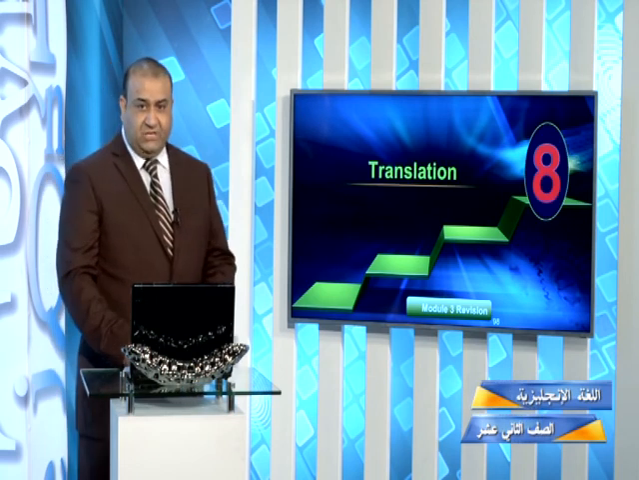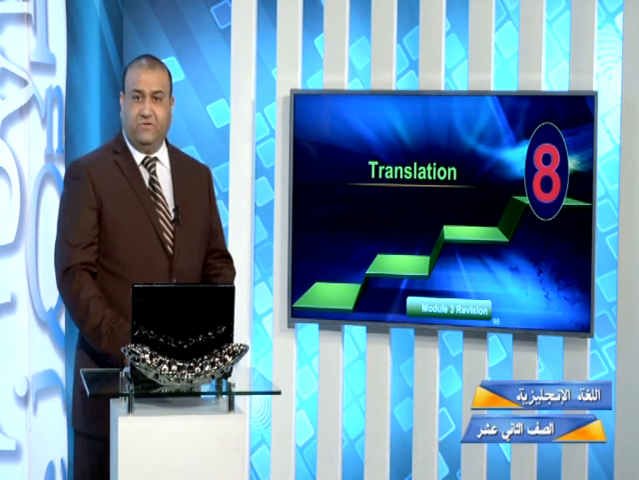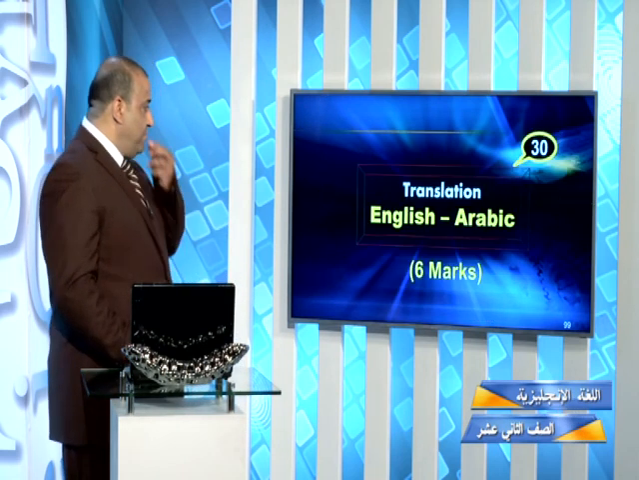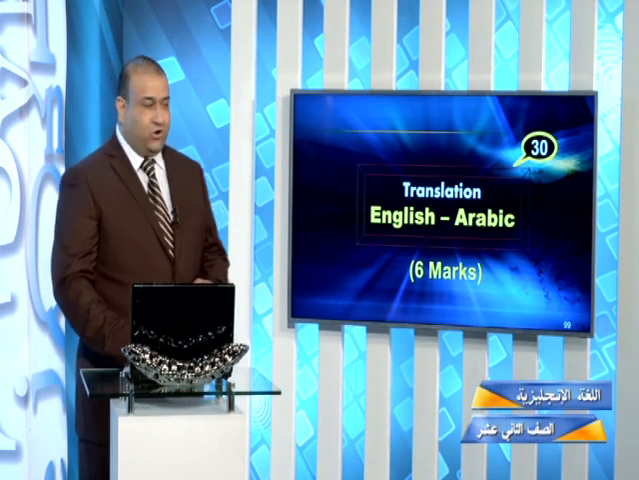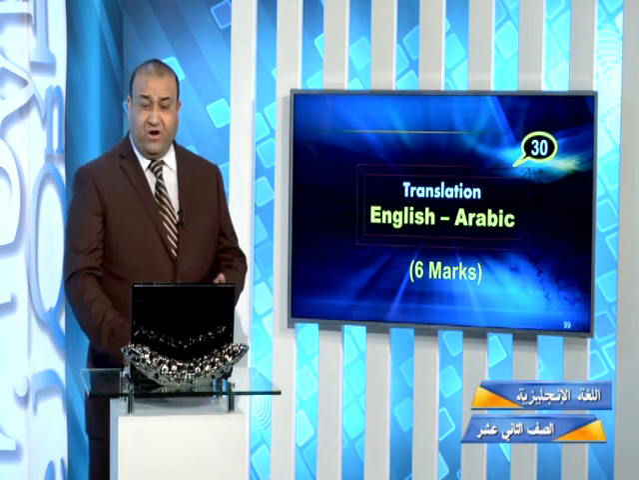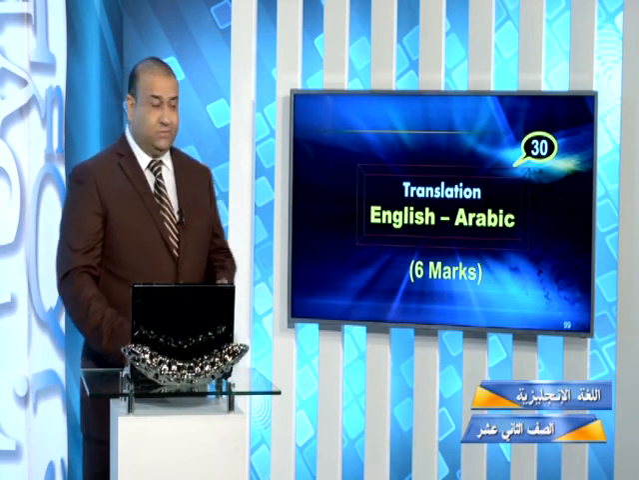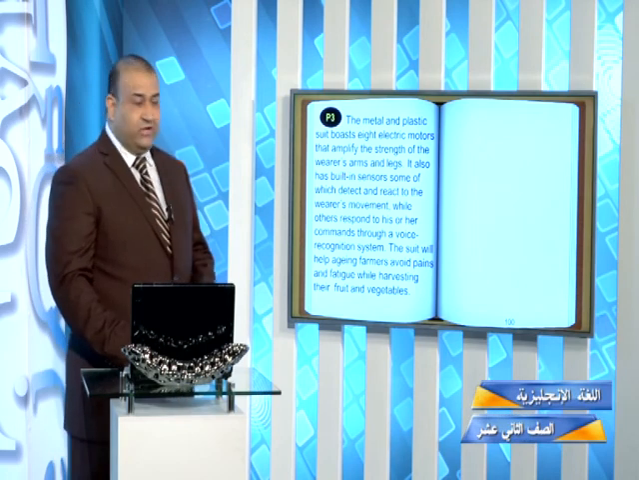Now let's move to the last part of our revision, which is translation. As I have already said, we are going to deal with two kinds of translation. The first one is from English to Arabic. This question is allotted 6 marks. So let's have a look at the paragraph. By the way, the paragraph is taken from the reading comprehension. This is the paragraph that we are going to translate.